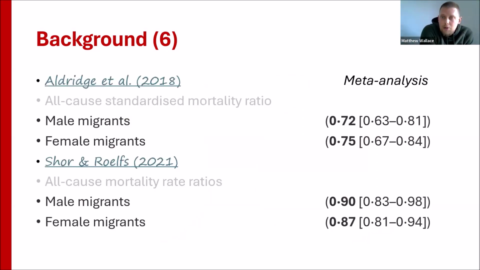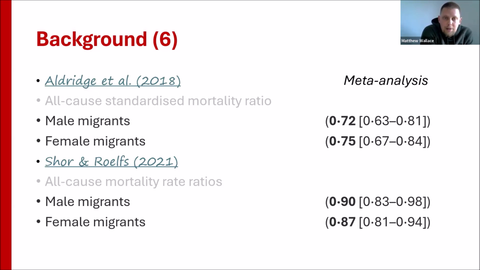So I just wanted to highlight two recent meta-analyses and systematic reviews of the migrant mortality literature. The first is by Robert Aldridge and colleagues, conducted as a commission between UCL and the Lancet, the Lancet UCL Commission on Migration and Health, several years ago. They showed broadly an 18% lower risk of mortality among male migrants globally compared to non-migrants, and among female migrants broadly a 25% lower mortality risk.